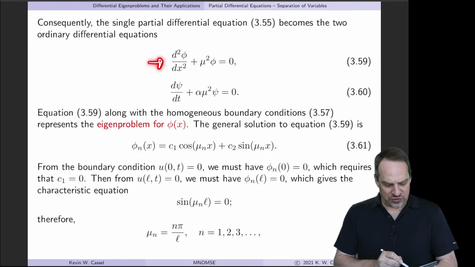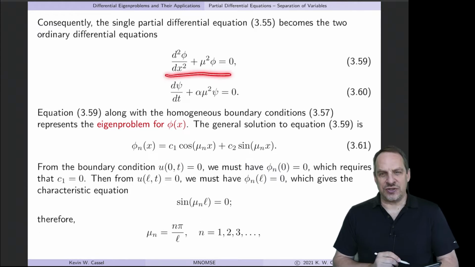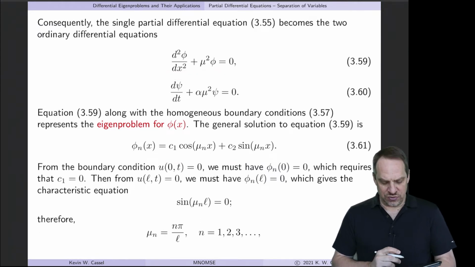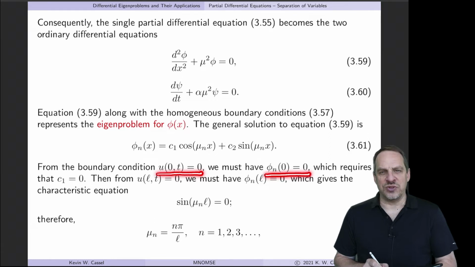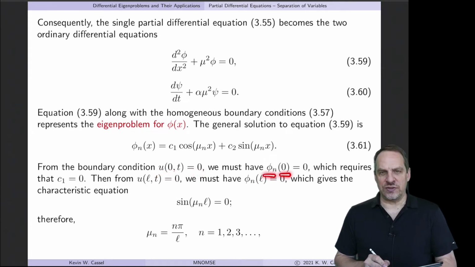Now this equation looks familiar. Its solution is c1 cosine mu x plus c2 sine mu x, with appropriate constants, c1 and c2. It's just a linear second order constant coefficient ODE. And again, we've seen this solution several times. And then the boundary conditions, which are in terms of u, we have to translate to be in terms of phi. So if u at x is equal to 0 for all t is 0, then that requires that phi at x is equal to 0 also be 0.